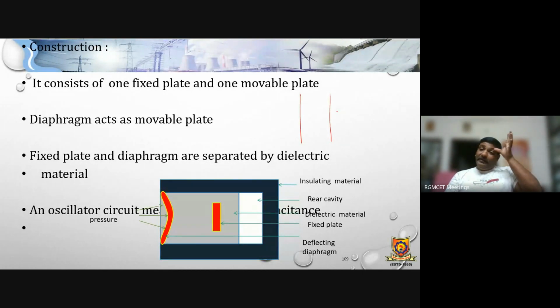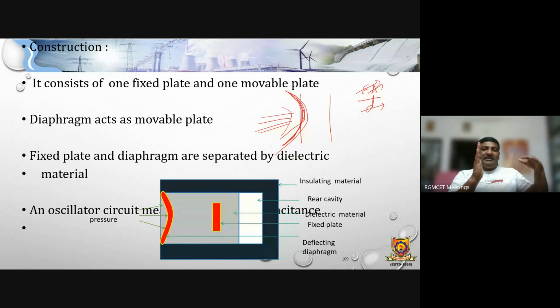Okay, so in the previous case we have discussed epsilon A by D. We can change the area of cross section. We can change the distance between the two parallel plates. We can change the permittivity of the dielectric material, as well as we can apply a certain amount of pressure at one side of the plate, so that the plate will bend like this. Whenever you are applying a certain amount of force at one side, it will bend like this.